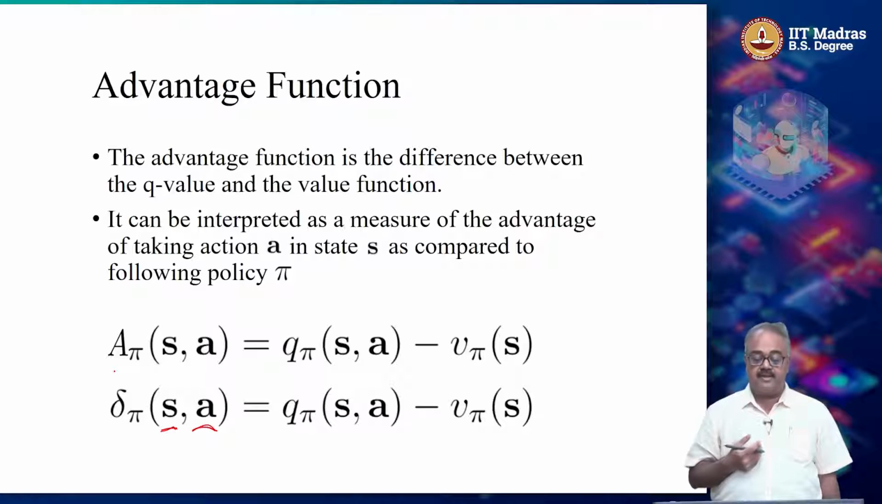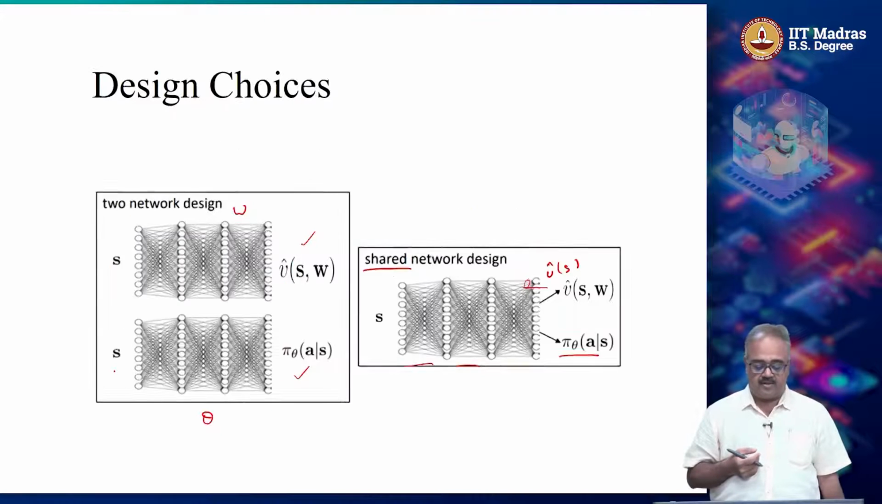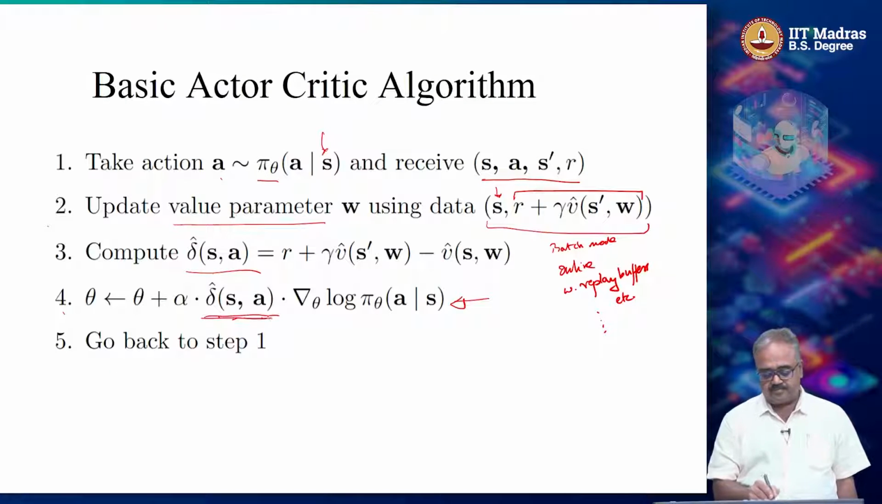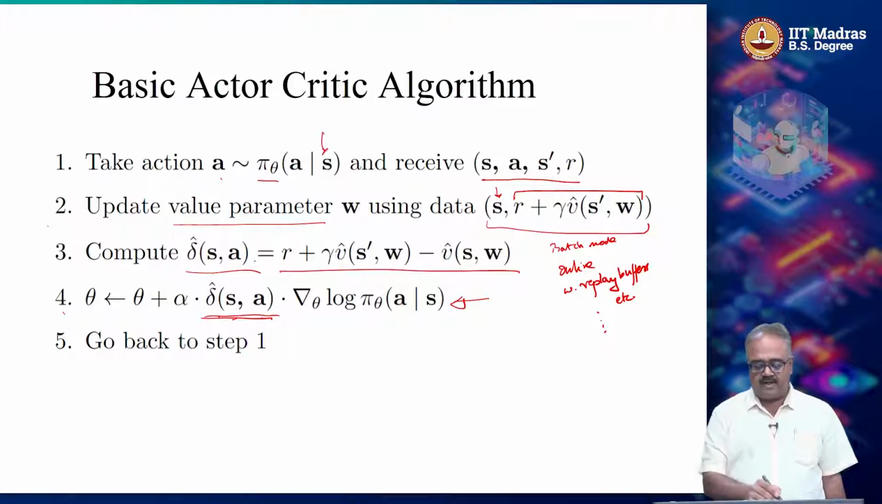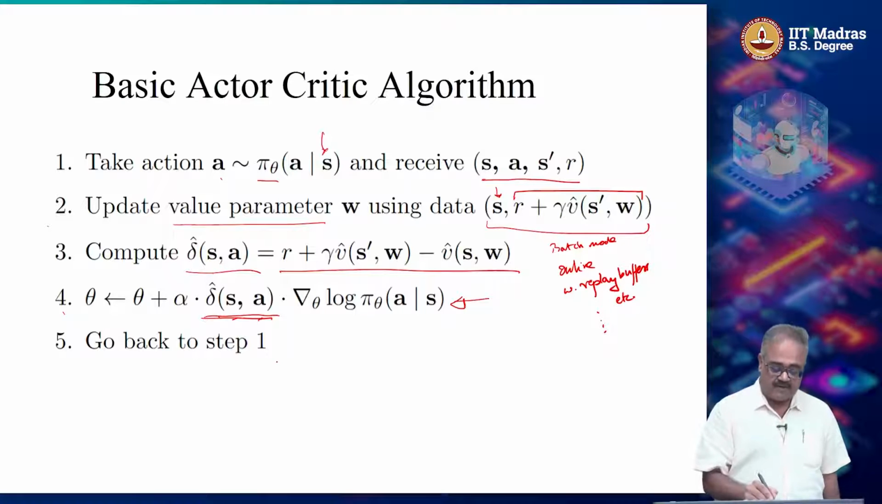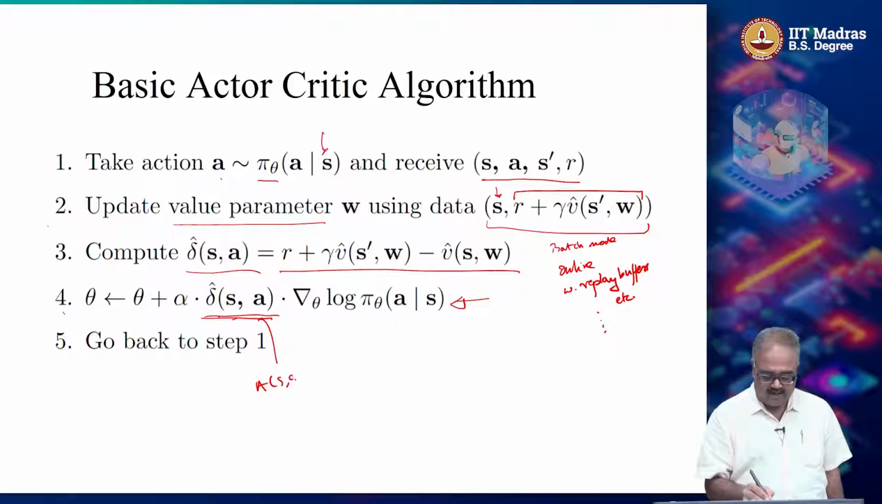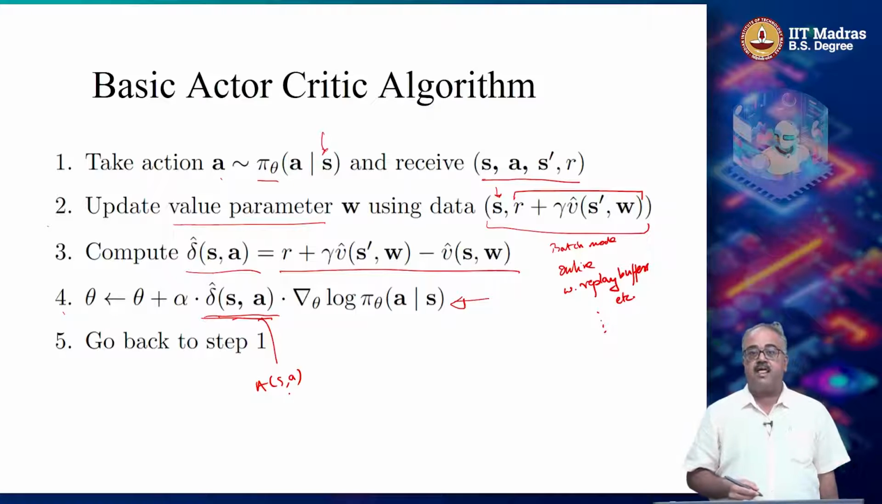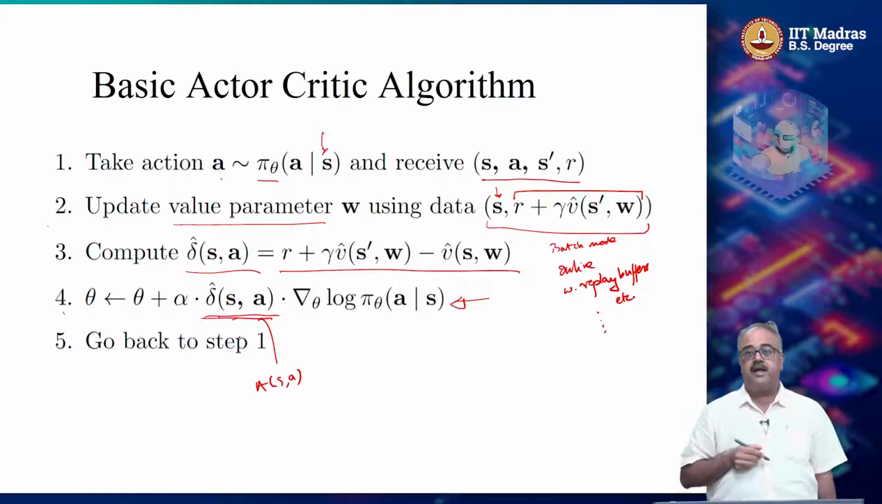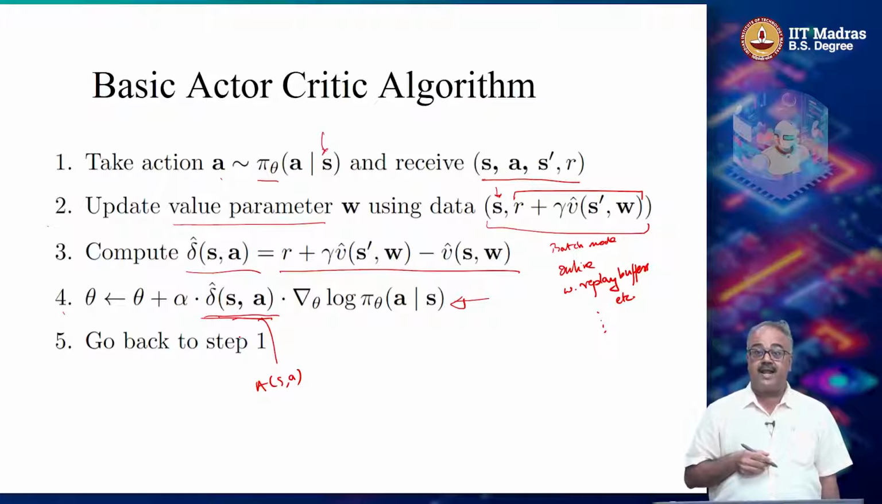So, whenever I use the form that we had earlier, let me go back. Whenever I use this form, where R and S prime are sampled by taking action A, I am actually using the advantage function of S comma A. Therefore, sometimes this kind of actor-critic method, where I am using the TD error in the policy gradient update, is known as advantage actor-critic methods.